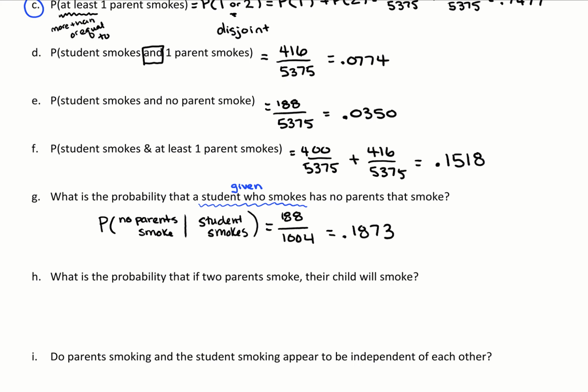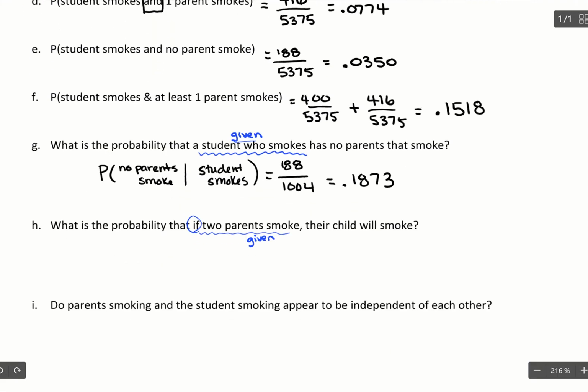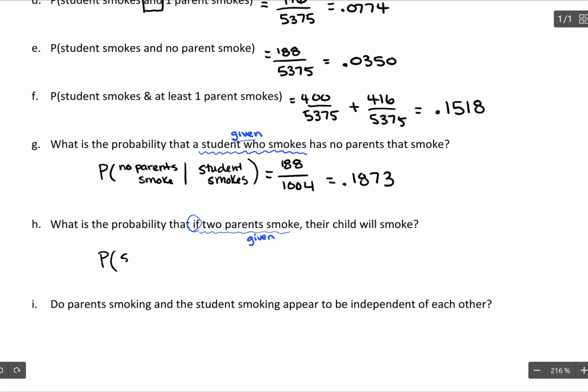For this next case, what's the probability that if two parents smoke, their child will smoke? So with this one, they're saying what's the probability that if, and "if" is another word that comes through just like "given," where it's telling us what we know already. So what we're being given is that we know the two parents smoke, and we want to find what's the probability that their child smokes as well. So probability that student smokes given two parents smoke.